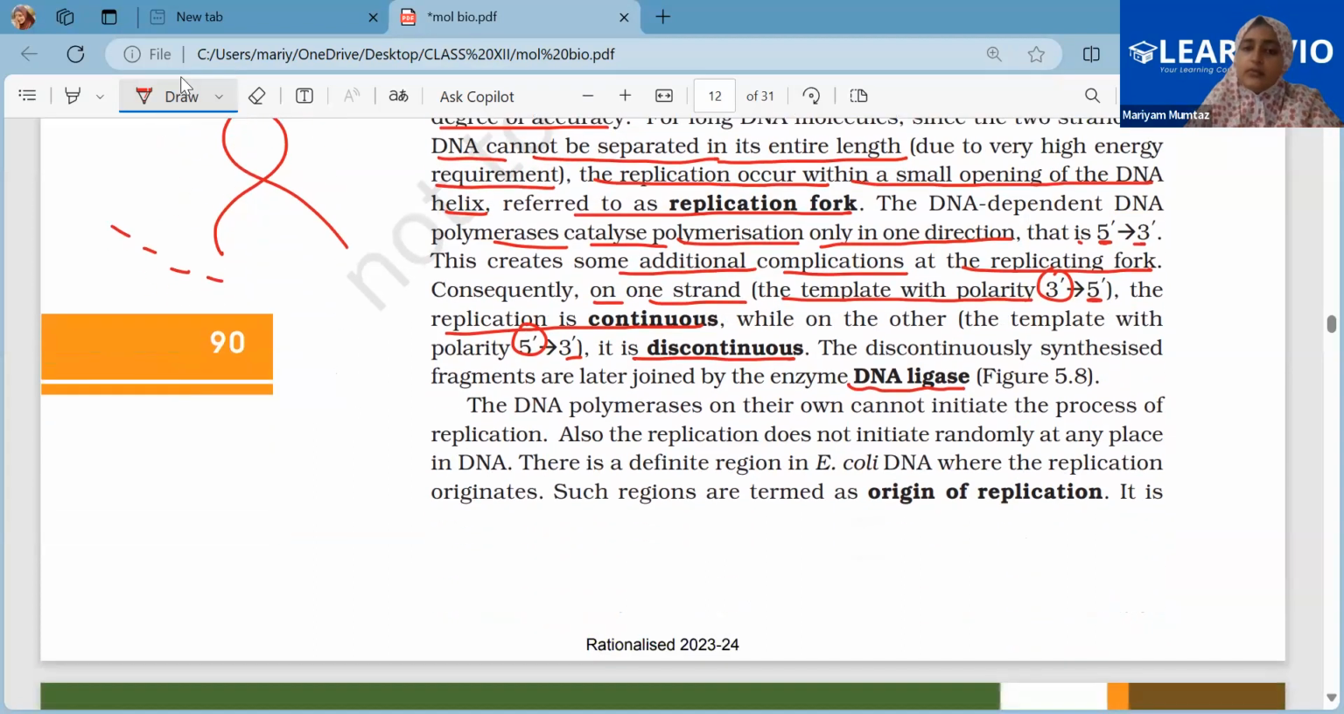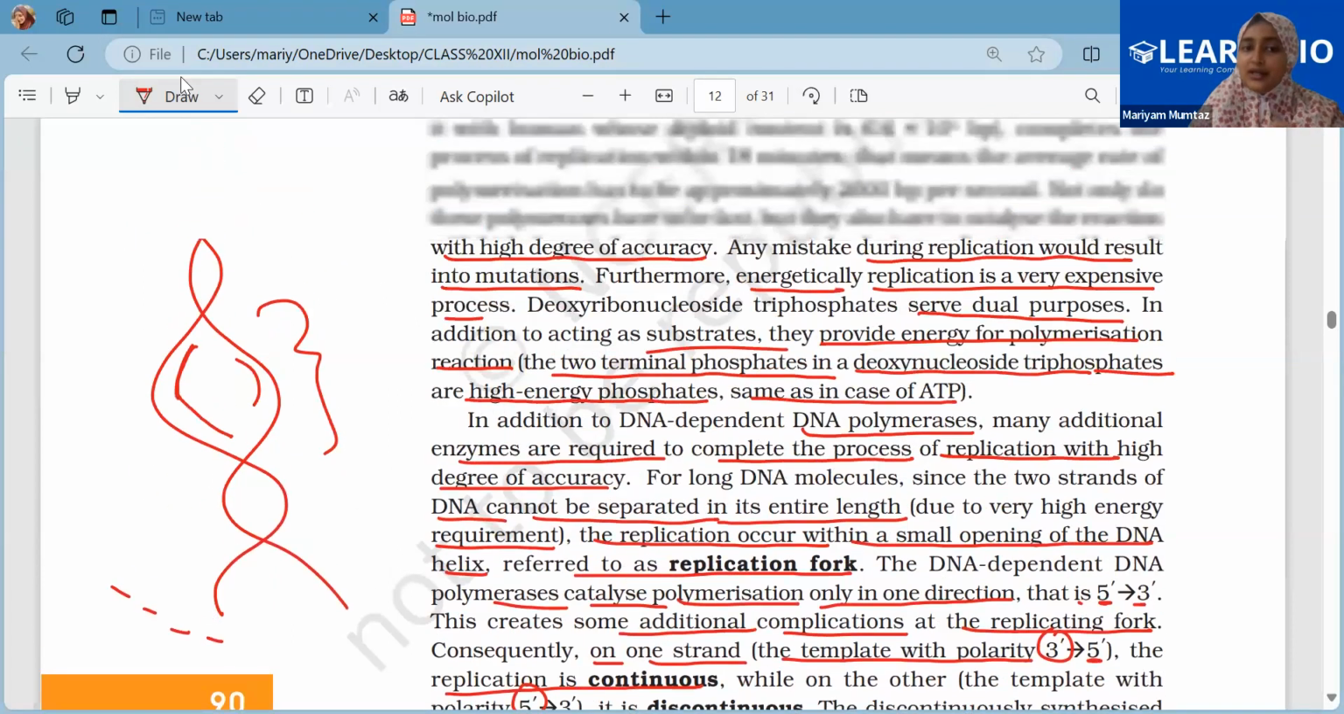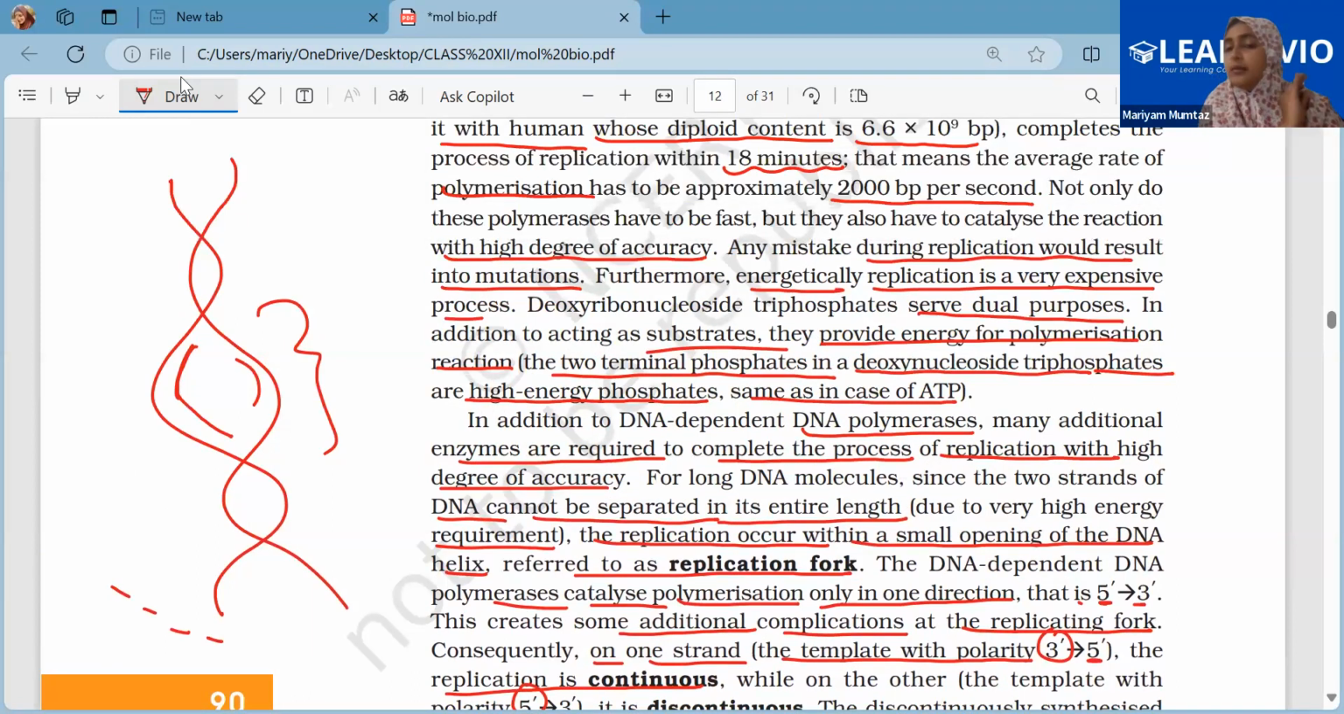Now, DNA polymerases on their own cannot initiate the process of replication. Also, the replication does not initiate randomly at any place in DNA. There is a definite region in E. coli DNA where the replication originates. Such a region is known as the origin of replication. Just like I just drew here to make you understand that, okay, this part is opening, but that is not how it happens practically.